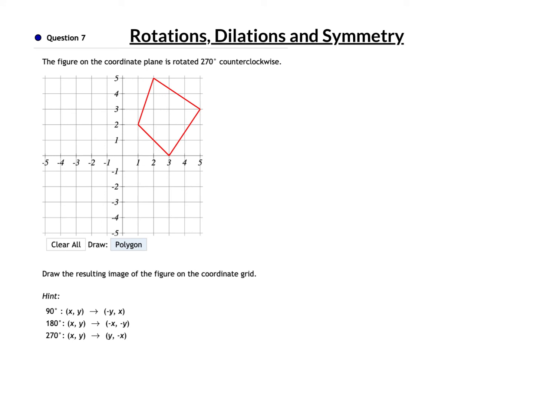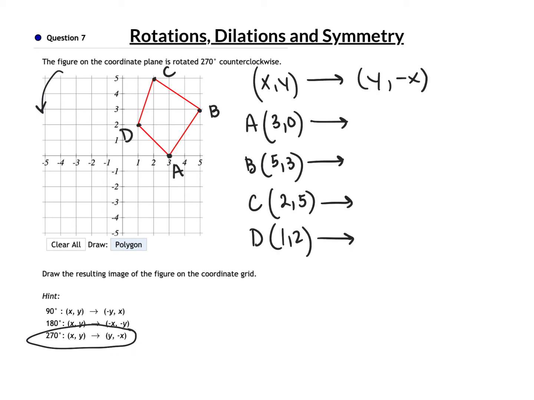Question 7 is a rotation of 270 degrees about the origin. Counterclockwise, that's the positive direction. We're going to follow this formula. I've labeled our points to make it easier to understand. I came up with all the ordered pairs. Now I'm going to follow this. A will become A prime, and from this ordered pair, I'm going to put the y in the x spot, that's 0, and I'll put the x in the y spot, but make it the opposite, that's -3.